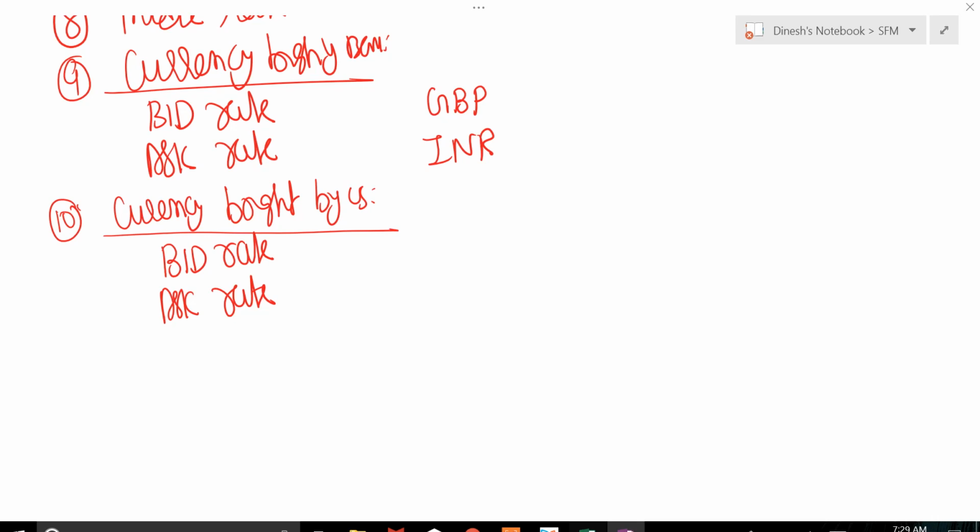In case of bid rate, bank buys GBP and sells INR. What we are doing is we are selling GBP and buying INR. So it's going to be the inverse of this. So this is going to be INR, GBP. We are going to sell GBP and buy INR from the bank.